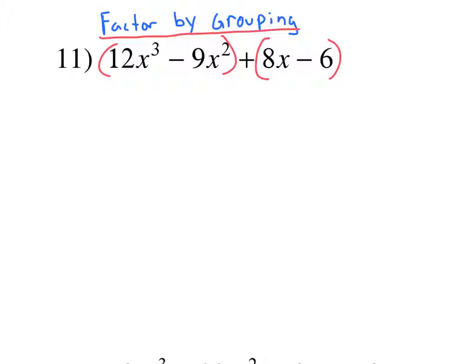So look at the first binomial. Is there a GCF that we can factor out of 12x cubed minus 9x squared? 3x squared. Absolutely. Well, now we got to stop and think. 3x squared times what gives me 12x cubed? 4x.